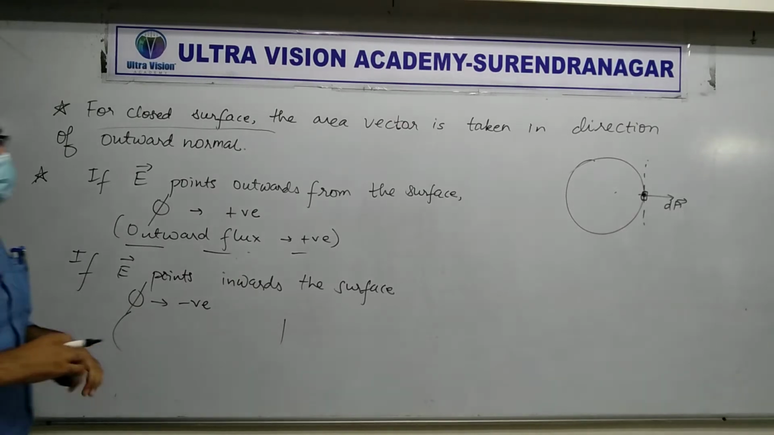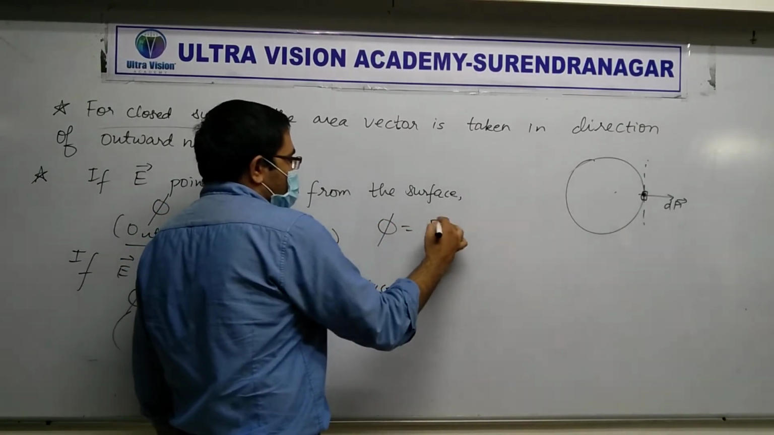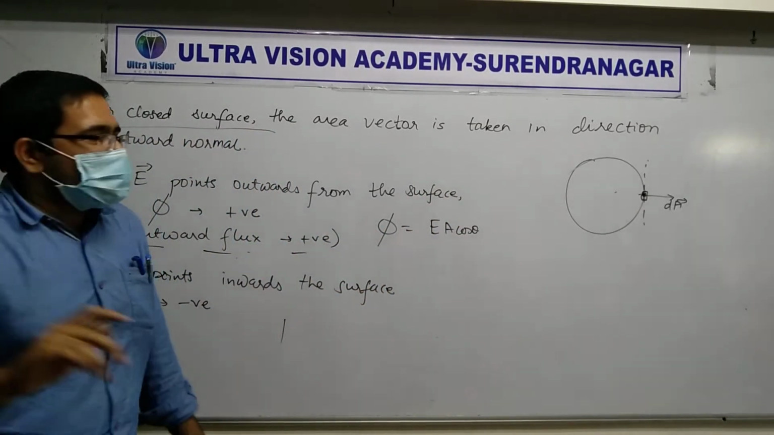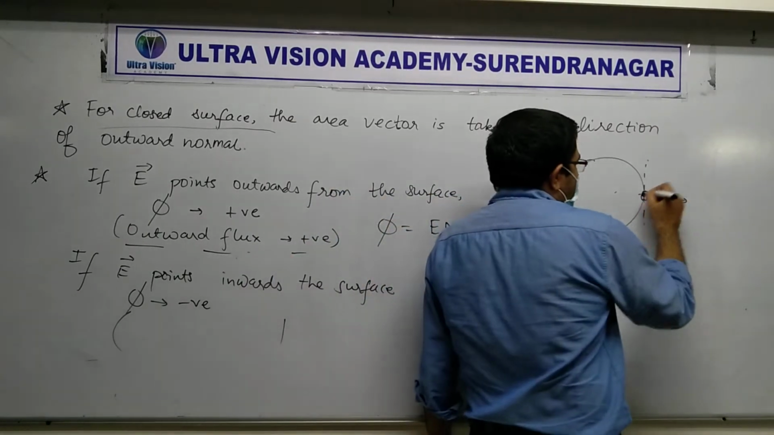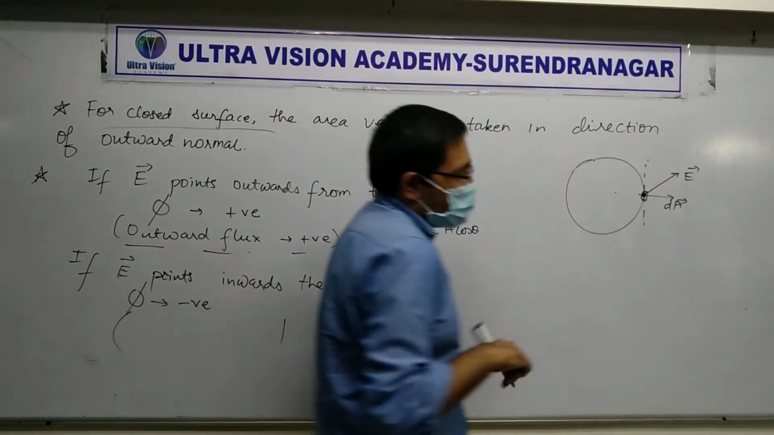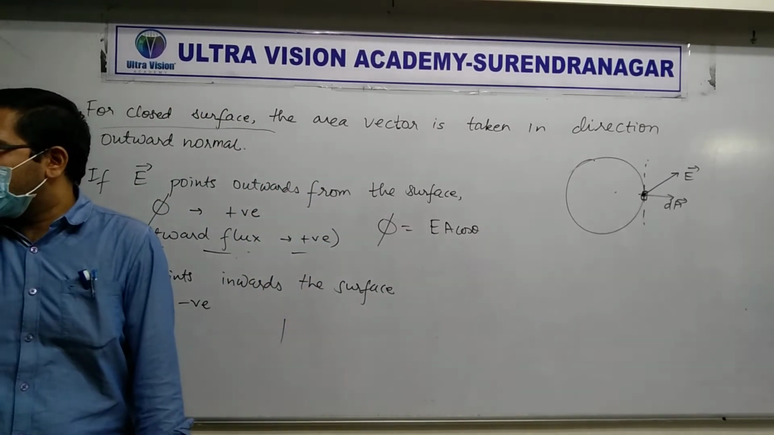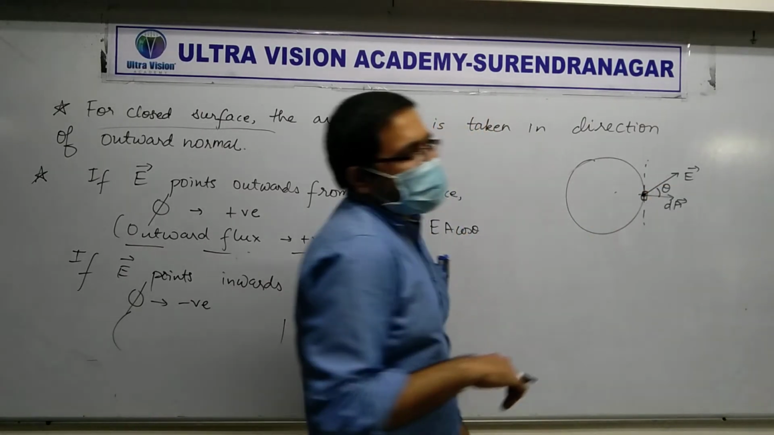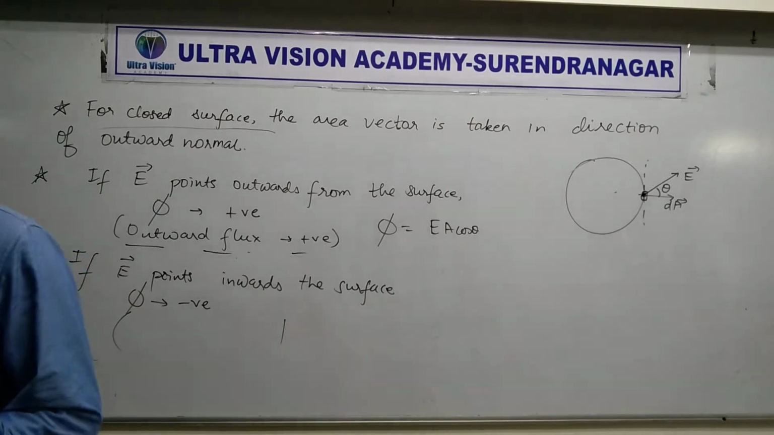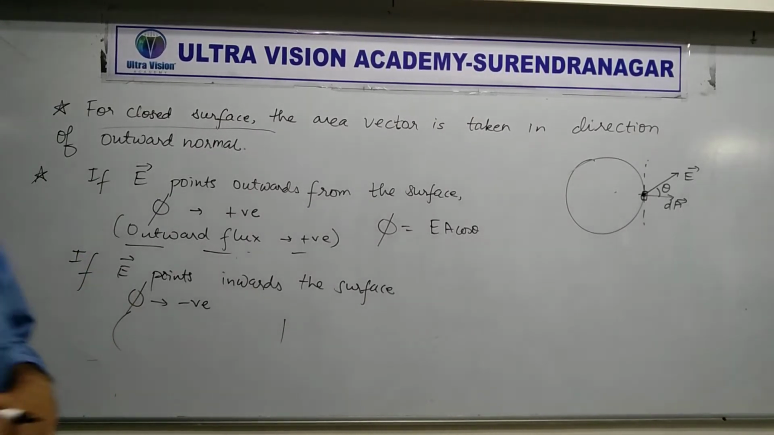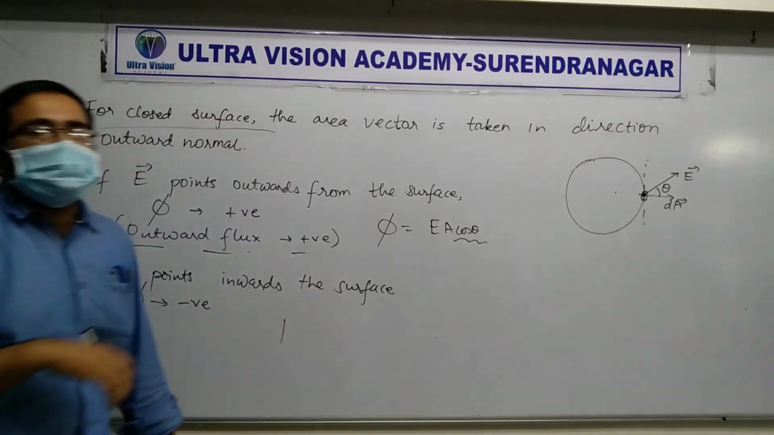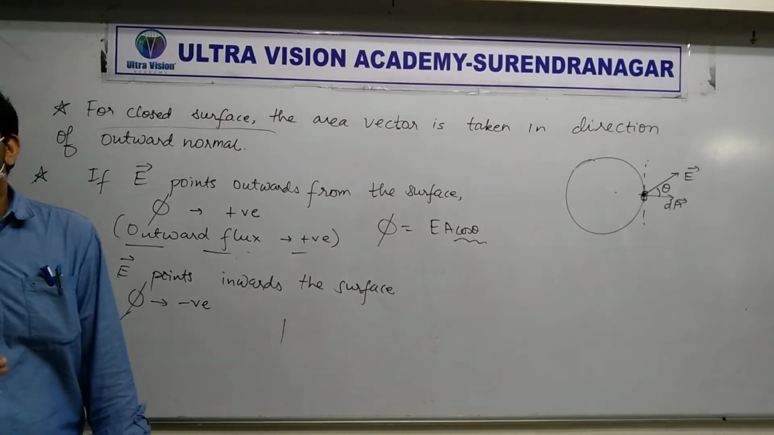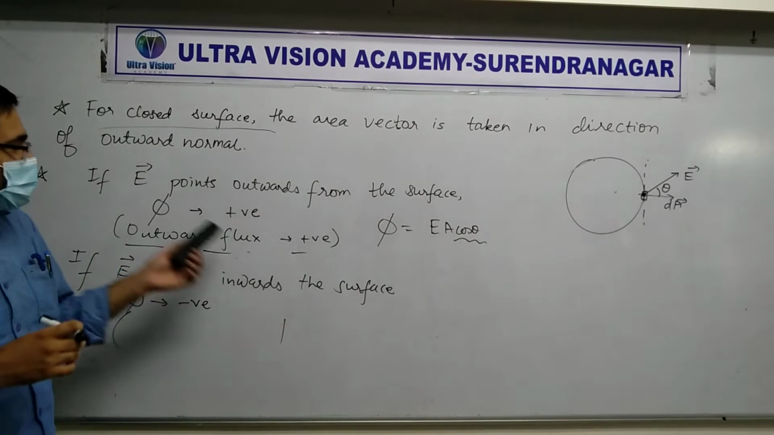Next, this one. What's the basic idea about flux? It is equal to E A cos theta or integration E A cos theta. We did all that, correct or not? So now think about it. If electric field is pointing outwards, what's the angle between these two? Theta, is it acute or obtuse? Acute, that is less than 90. In such a case, if theta is less than 90, value of cos theta, positive or negative? Positive. So flux is positive.